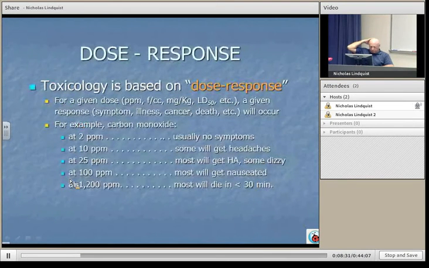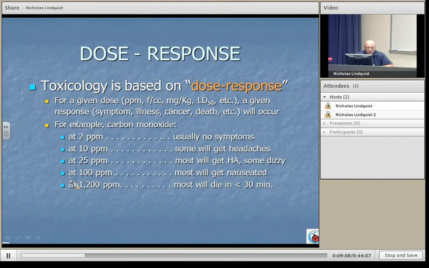Well, one of the common terms that's used in toxicology is the concept of a dose response. And basically what we're saying here is that for a given dose, you can have a response. The higher the dose, the perhaps more dramatic the response could be. An example here is carbon monoxide. If you were exposed to carbon monoxide at 2 parts per million, you probably wouldn't notice any symptoms. It wouldn't affect most people.